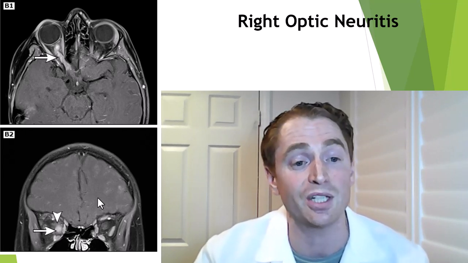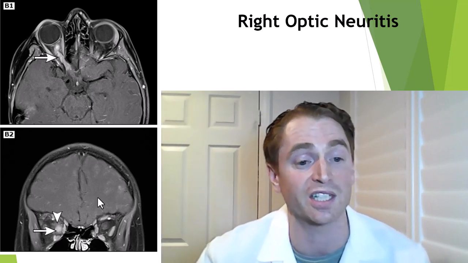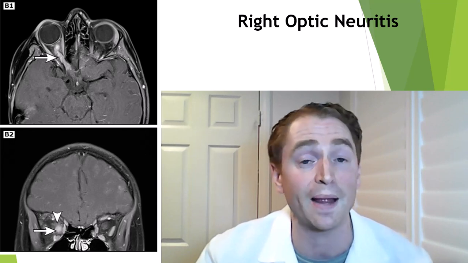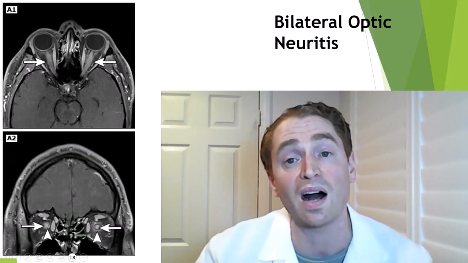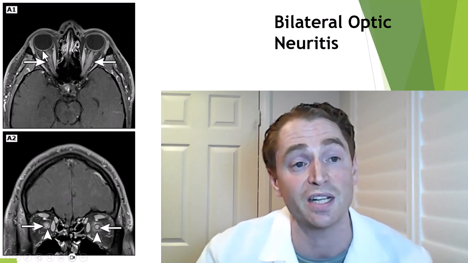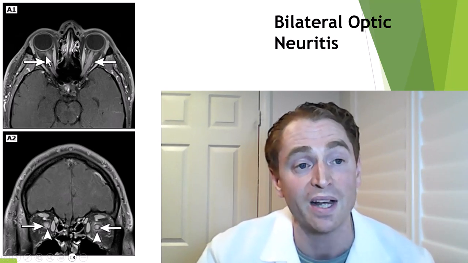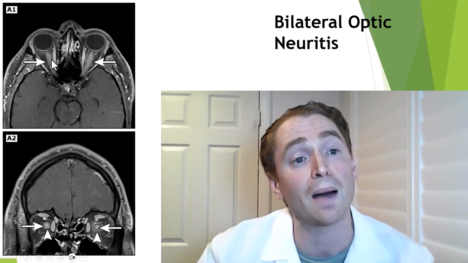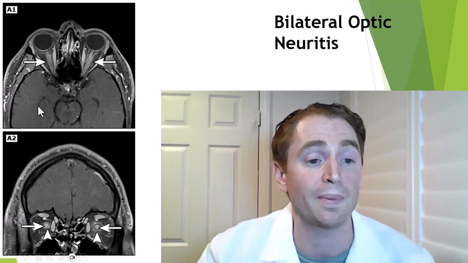In the second image on the bottom, we're looking at coronal sections, essentially looking straight at the person, and you can see the right optic nerve is inflamed. Often in MOGAD, both eyes are involved simultaneously, as in these MRI scans. You can see both optic nerves are inflamed, and also you can see there's some inflammation around the edge of the nerve, optic paraneuritis, which is common in MOGAD.